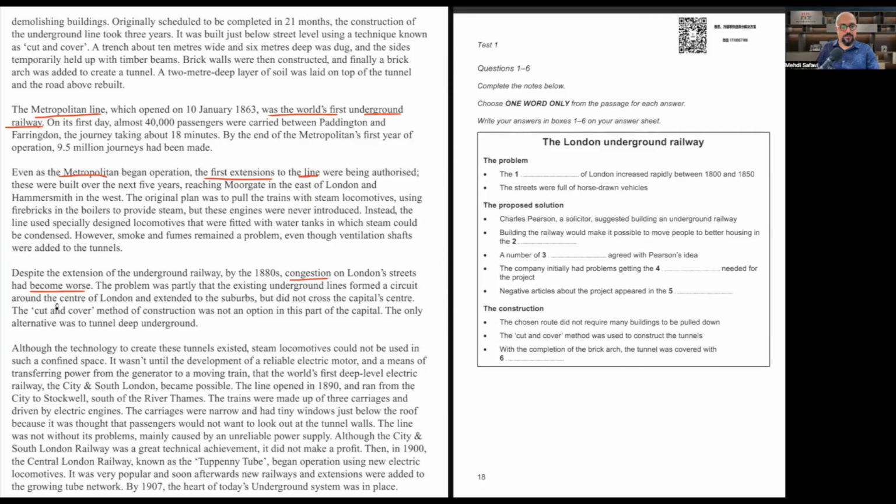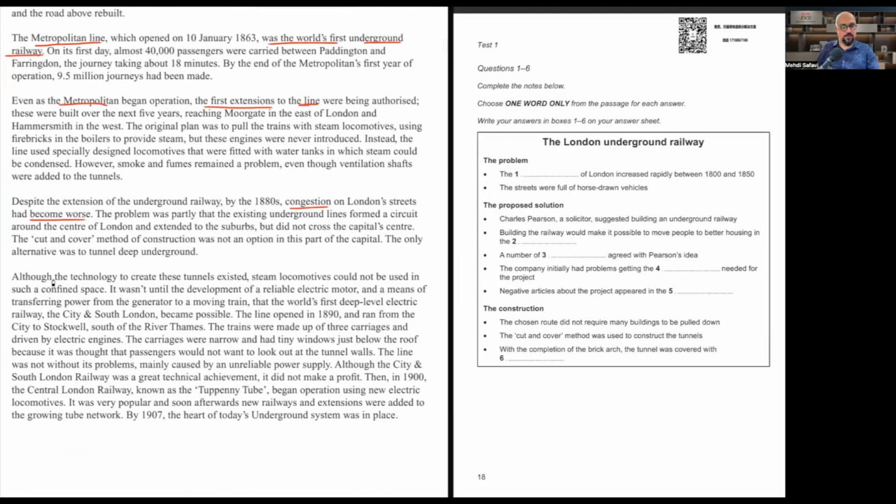Yeah, so that is the problem. And finally, although the technology to create these tunnels existed, steam locomotives could not be used in such a confined space. So they could not be used in such spaces. Okay, that's another issue.